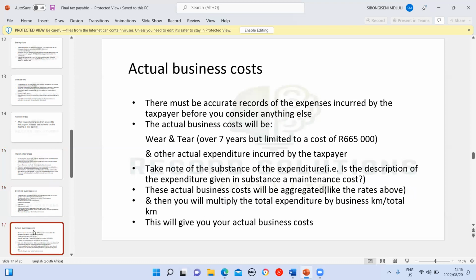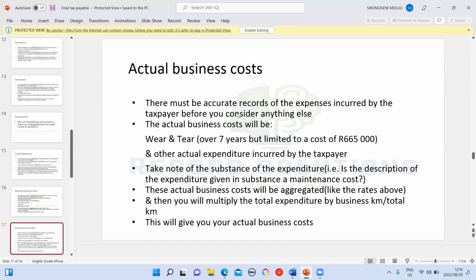So let's move on to the actual business cost. Now, I want you to think and look at the similarities in how these things are calculated. I also hinted at these similarities within the points that describe the different costs, deemed or actual business costs.